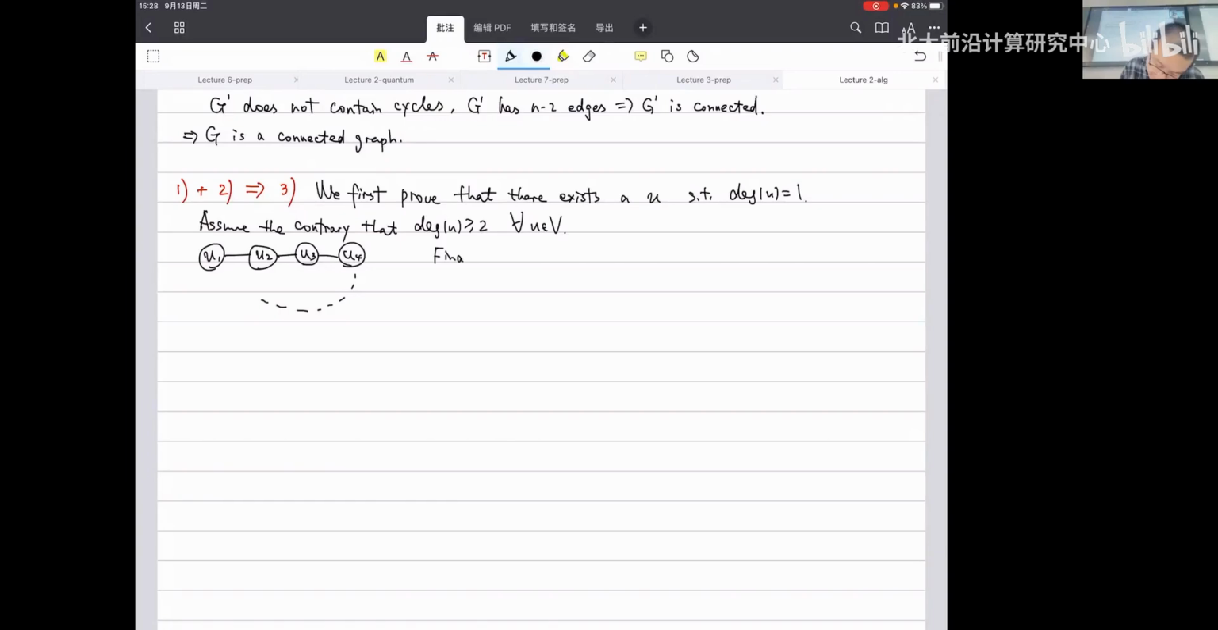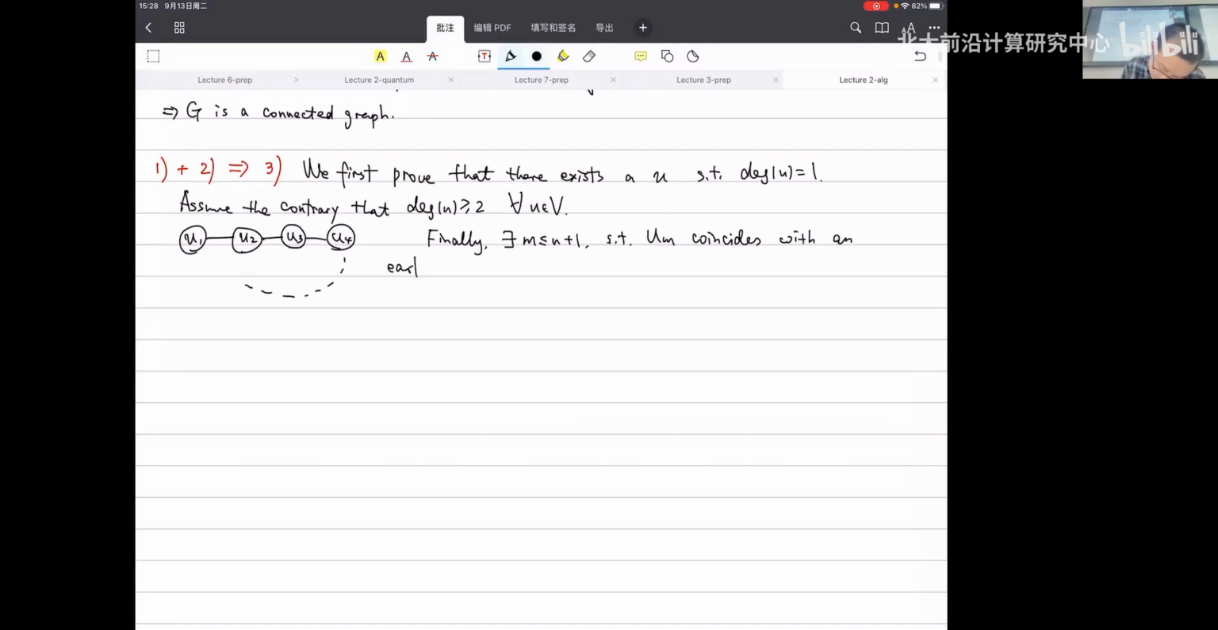So finally, there should exist an M, which should be at most, let's say, n plus 1, such that UM coincides with an earlier UI. So you go from U4, U5, etc. But finally, maybe let's say you go back to U2. So this can happen. Maybe this is like U minus 2 and U minus 1, and here this U2 equals UM.